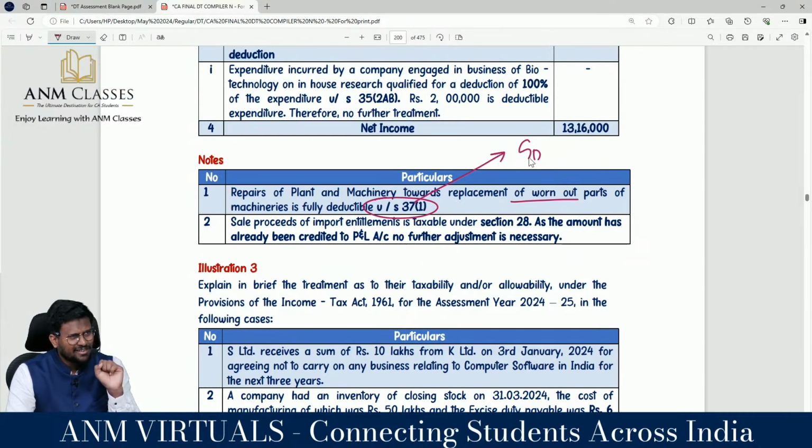What are the 7 conditions? Sir, number 1, expenditure should not be capital in nature. Expenditure should not be personal in nature. Expenditure should be wholly and exclusively for the purpose of business or profession. It should not be any infraction of law. It should not be covered under section 30 to 36. And it should not be for the CSR activity of the company. Correct. If these conditions are satisfied, then you are supposed to claim deduction under section 37.